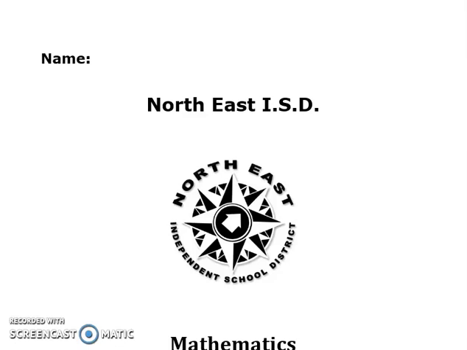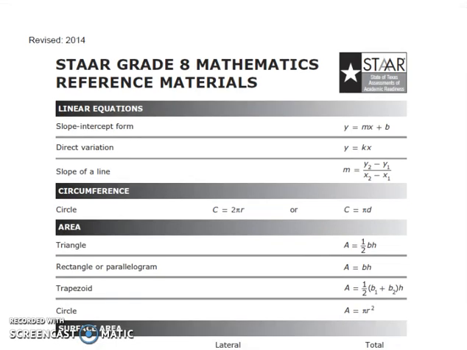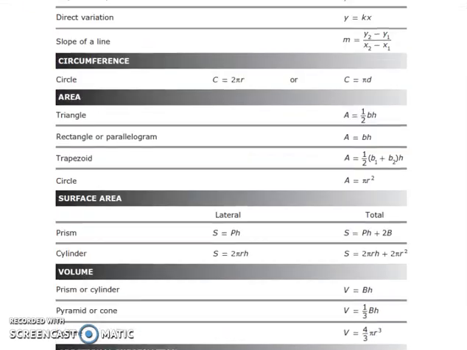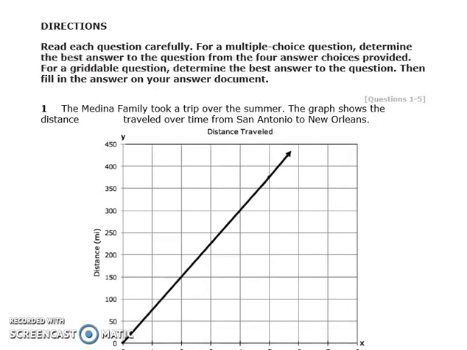Make sure you have your name, math teacher, and period on the front of the benchmark test. Directions. Read each question carefully. For a multiple choice question, determine the best answer to the question from the 4 answer choices provided. For a griddable question, determine the best answer to the question, then fill in the answer on your answer document.